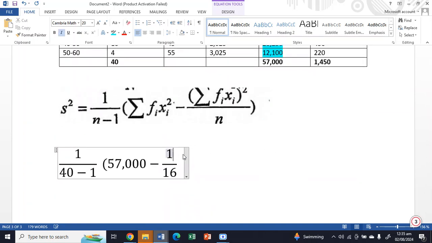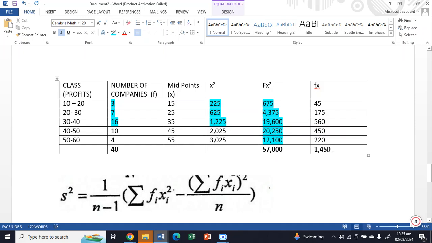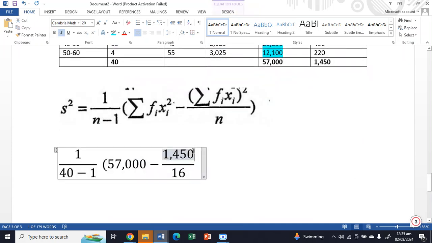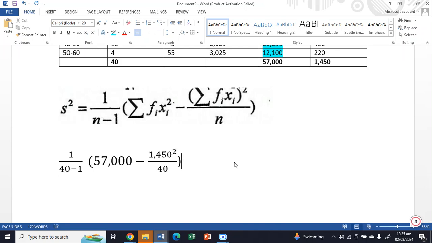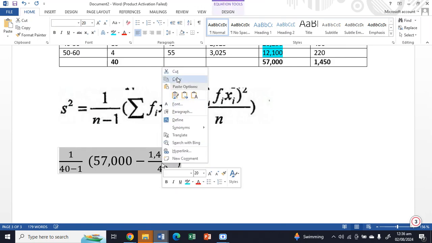Okay. All right. Then this one here, sigma fx, summation of sigma fx is the total of this fx column here, this 1450. So this total, we're going to square it. So you're going to say 1,450 squared divided by 40. So let's solve this. So what's 1,450 squared? Do it step by step.